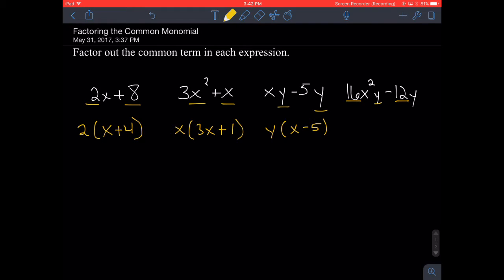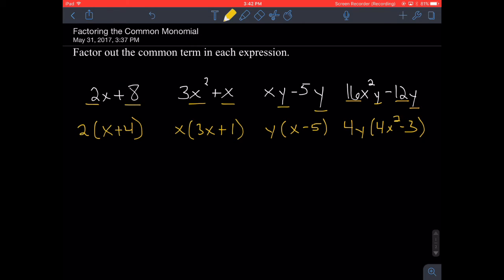Now I can talk about the fact that I have a y and a y in common over here. That means that I can divide out a y, so when I eventually go to factor, I'm putting those two things together as 4y. First term in our parentheses is going to be 4x squared. I know this is the case because 16 divided by 4 is 4, and y divided by y is 1. As for the second thing in our parentheses, it's just going to be negative 3. I know this is the case because 12 divided by 4 is 3, and y divided by y is 1.